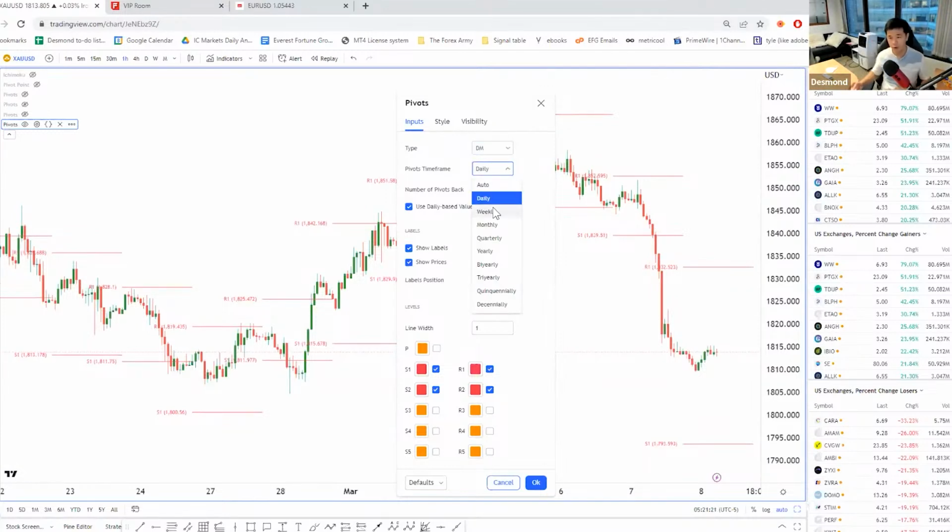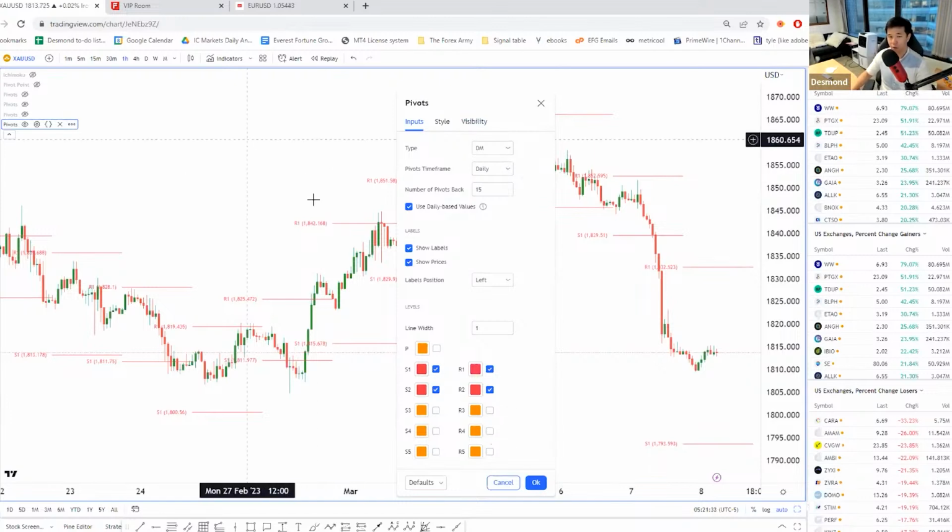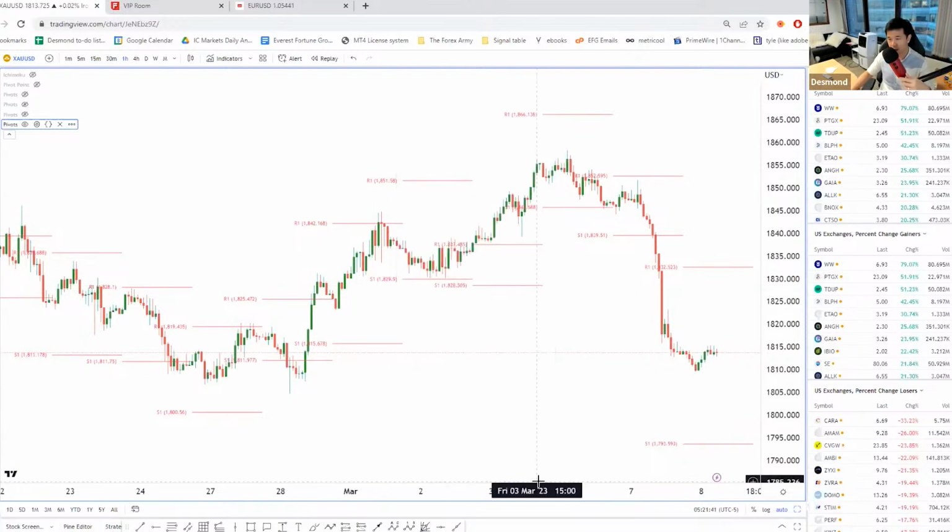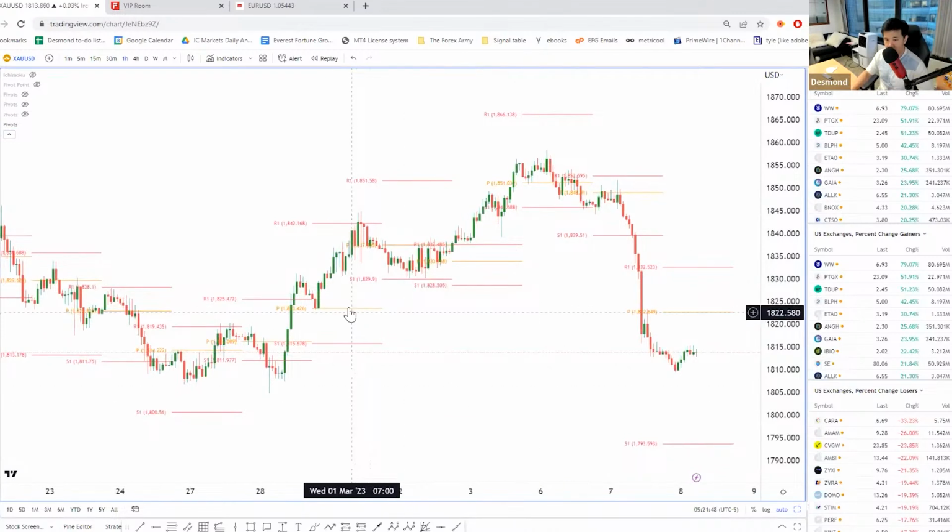You get to pick the time frame. The rule of thumb is that the daily time frame tends to be the best if you're trading anything intraday. Let me explain something here. I tend to use the support 1, support 2, resistance 1, and resistance 2. As you can see, let me just throw in a pivot over here. The pivot is this orange thing.